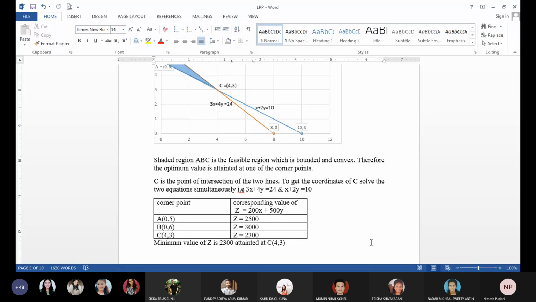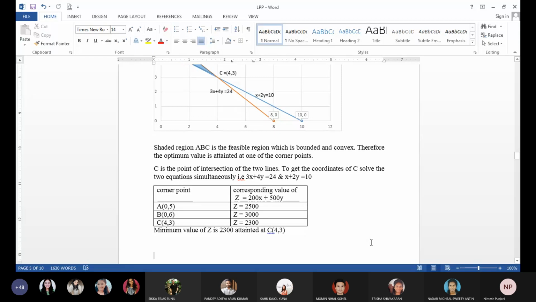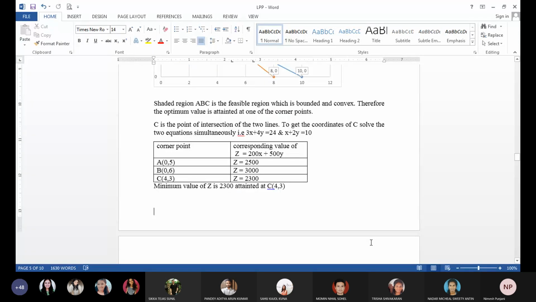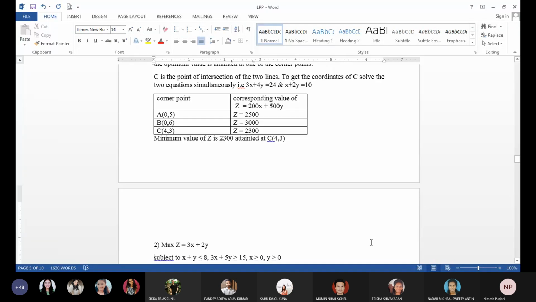Once you get the feasible region, get the corner points, find the value of the objective function at the corner points. If it's a sum of minimization, get the least value, that is the smallest value. If the sum is of maximization, consider the largest value. So here the sum was of minimization, so we take the smallest value, which we get as 2300, attained at C with coordinates 4, 3. Is the first sum clear?